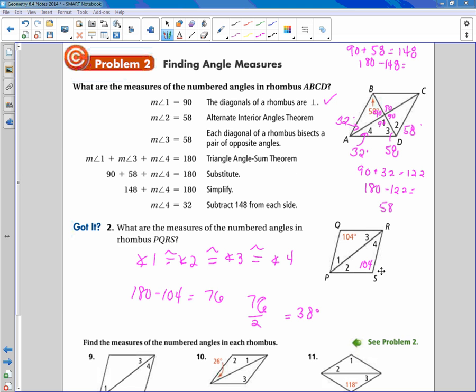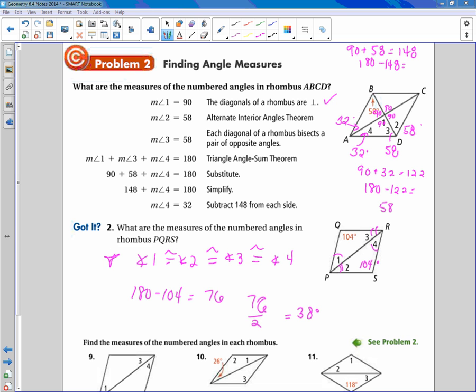What we remember is that opposite angles of a parallelogram are congruent. Therefore, angle S is also going to measure 104. Then, if we use some of our parallel lines and alternate interior angle reasoning, we could say that 1 is going to be congruent to 4 and that 3 is going to be congruent to 2 based on alternate interior angles, right? Then we just discussed how the diagonal PR is an angle bisector. So that means that 1 is also congruent to 2.